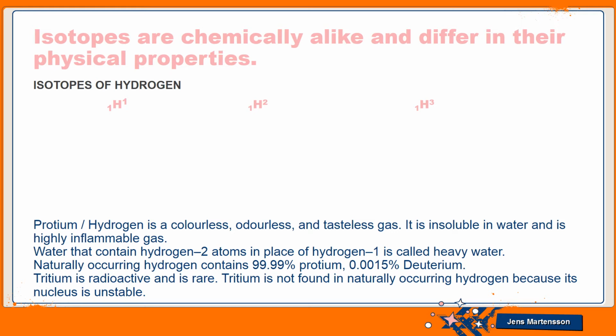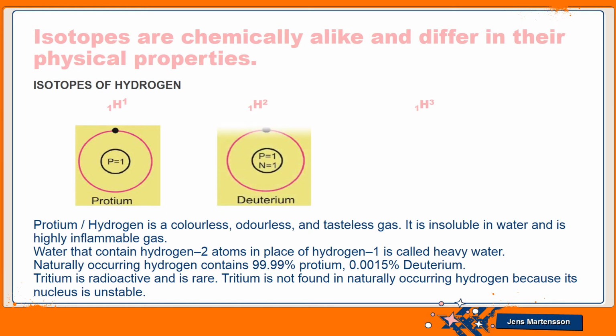Here we will learn about the isotopes of hydrogen. Hydrogen has three isotopes, H-1, H-2 and H-3. H-1 is considered normal or ordinary hydrogen. It is also called protium. It has one proton, one electron, and does not carry any neutron.